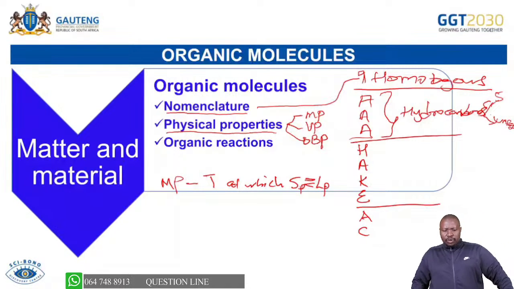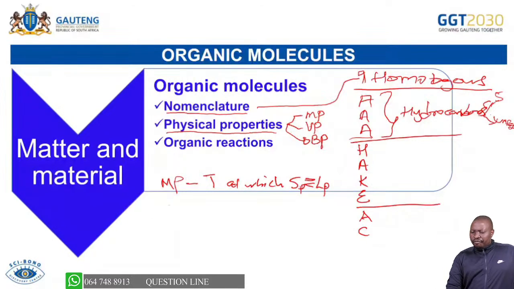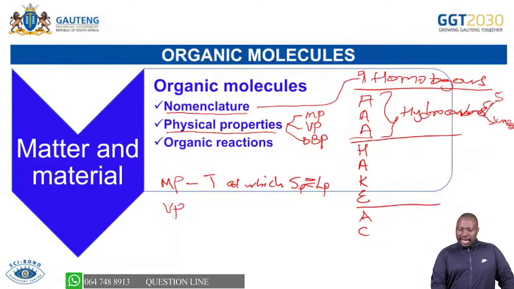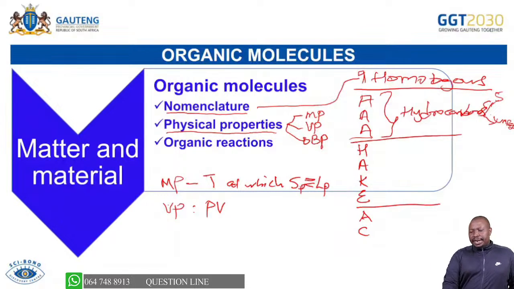Now, when it comes to vapor pressure, hence I brought vapor pressure before boiling point. Vapor pressure is not a temperature, but it's a pressure exerted by vapor. It's a pressure exerted by vapor at equilibrium with its liquid.